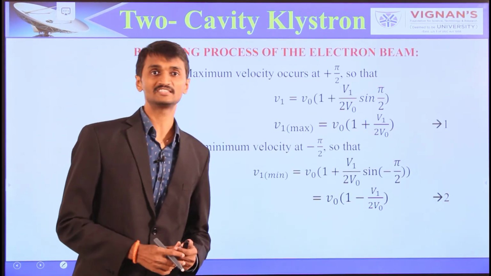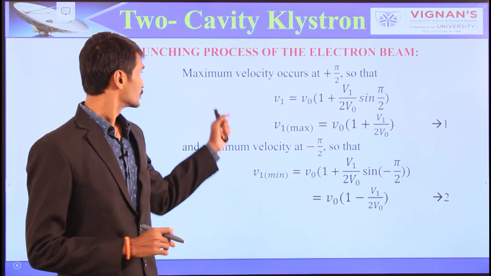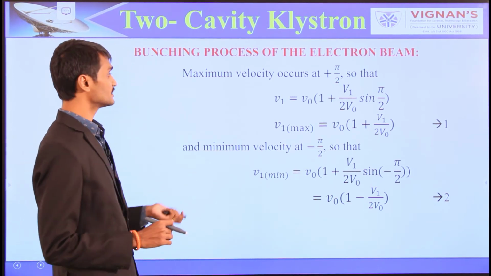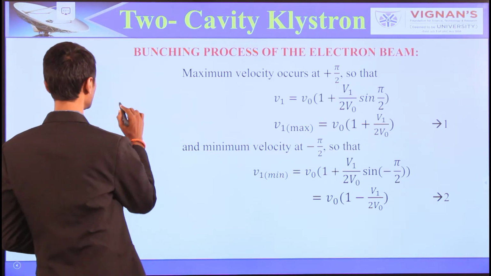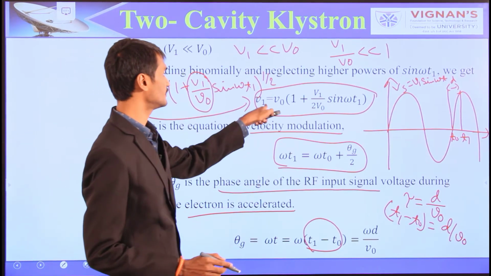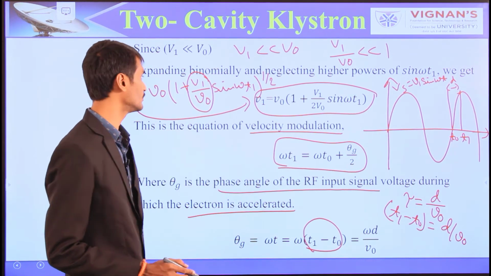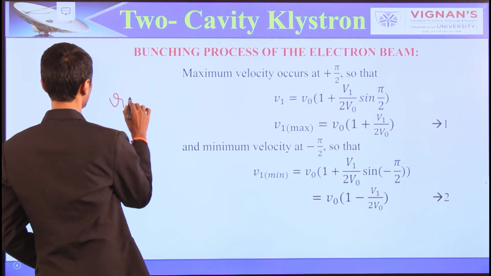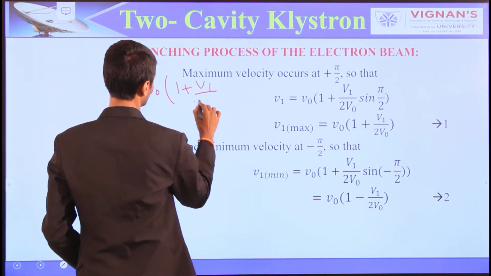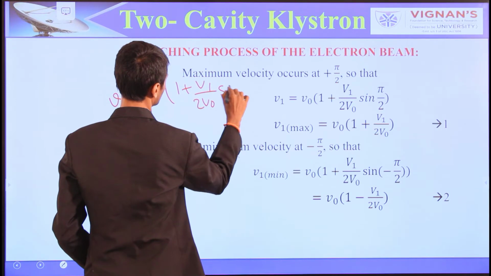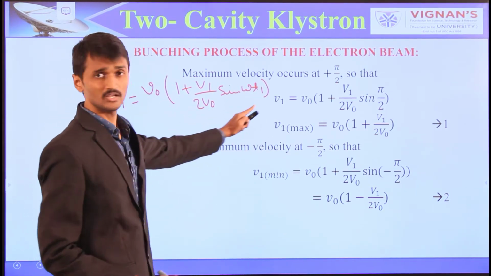Next, coming to the bunching process of the electron beam. Here we have the equation of velocity modulation, that is v1 is equal to v0 into 1 plus V1 by 2V0 sin omega t1. So what is the maximum value of this?